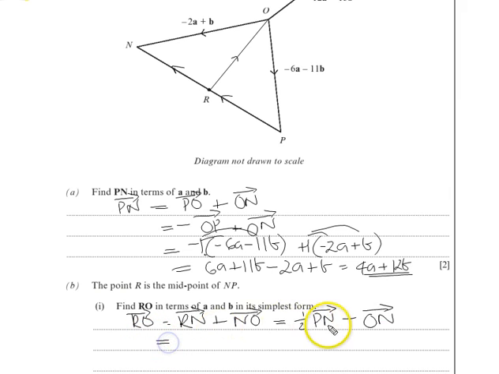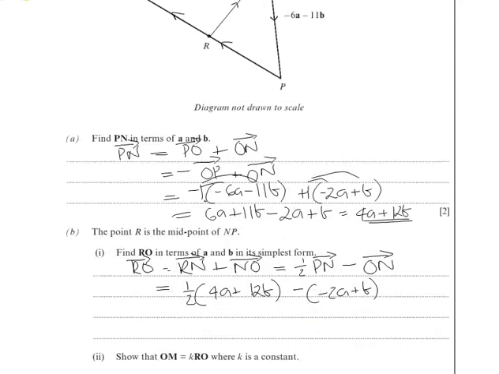So what have we got then? We've got half PN, so it's a half of P to N. And P to N we worked out here was 4a plus 12b. So let's put that in. Minus ON, O to N, so minus this object here. Bracket, more than one term, and we've got vectors in there. So that's what we've got.